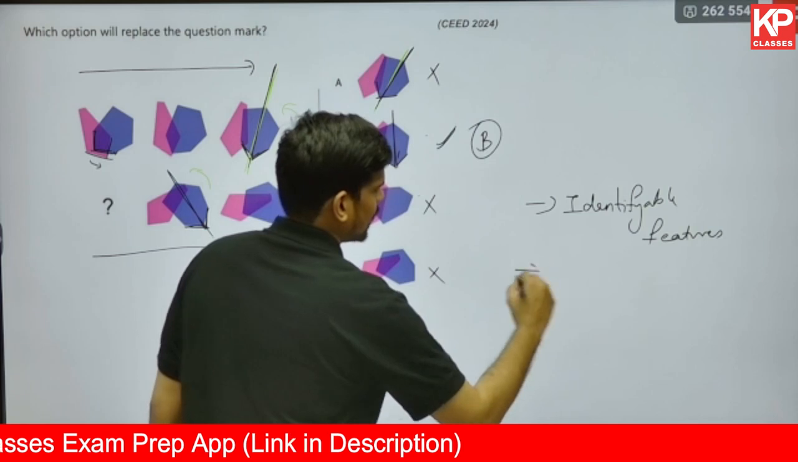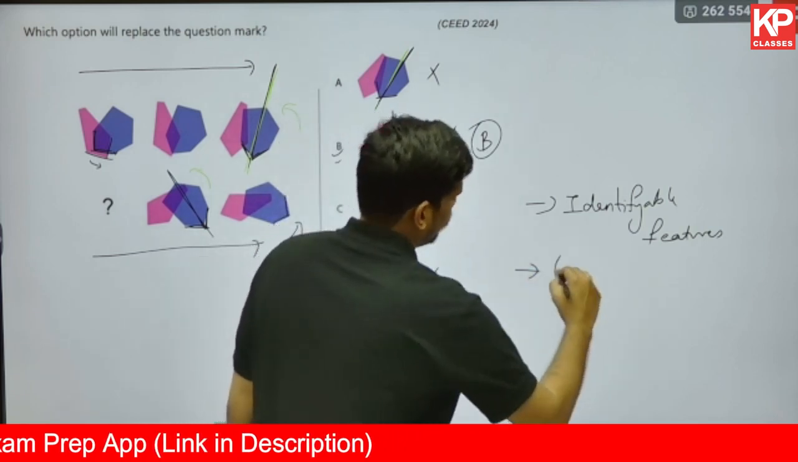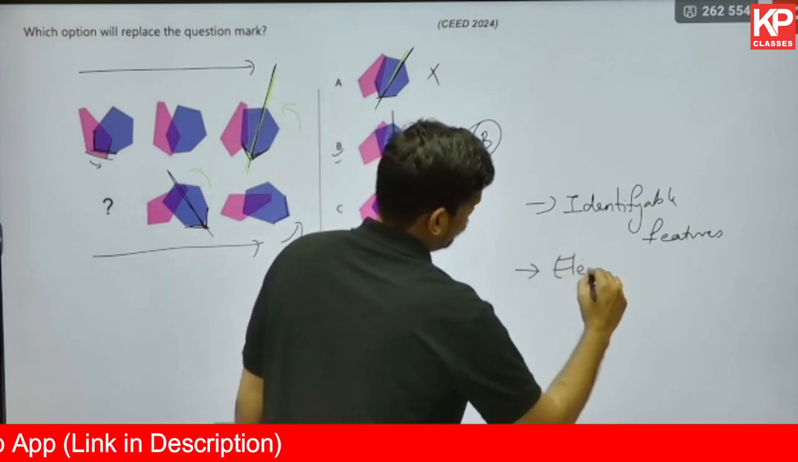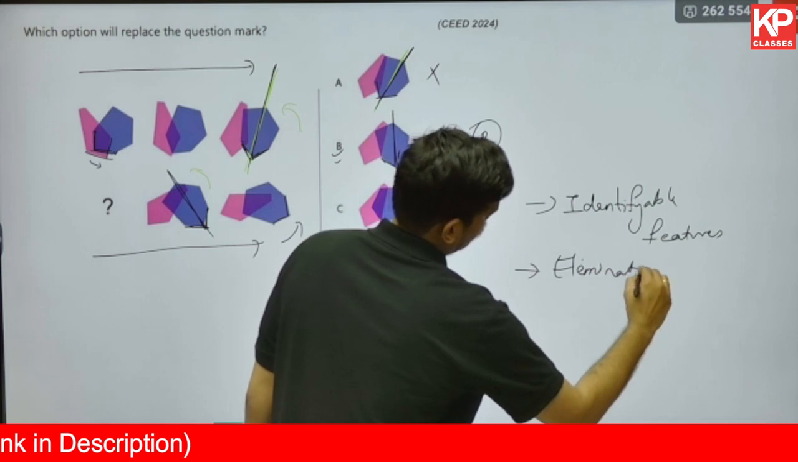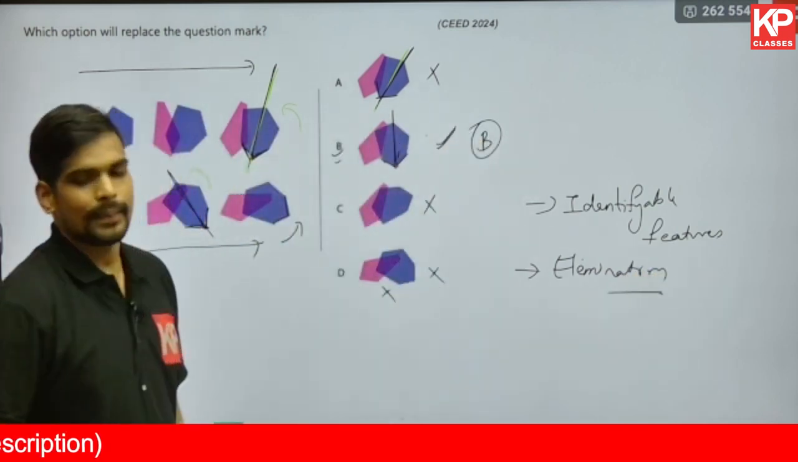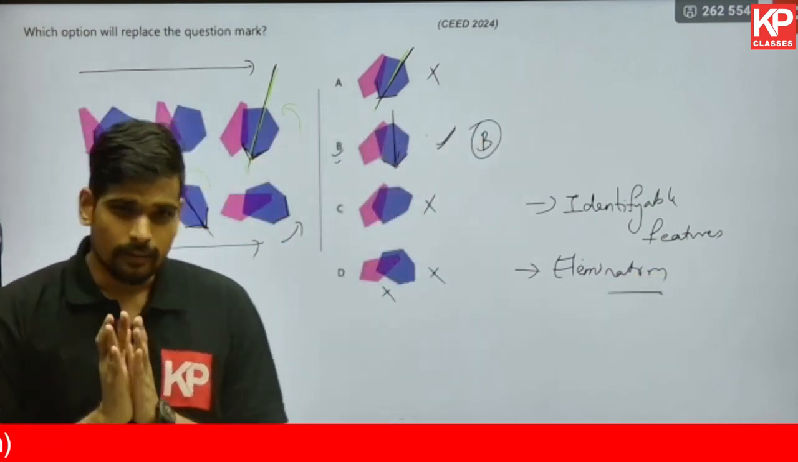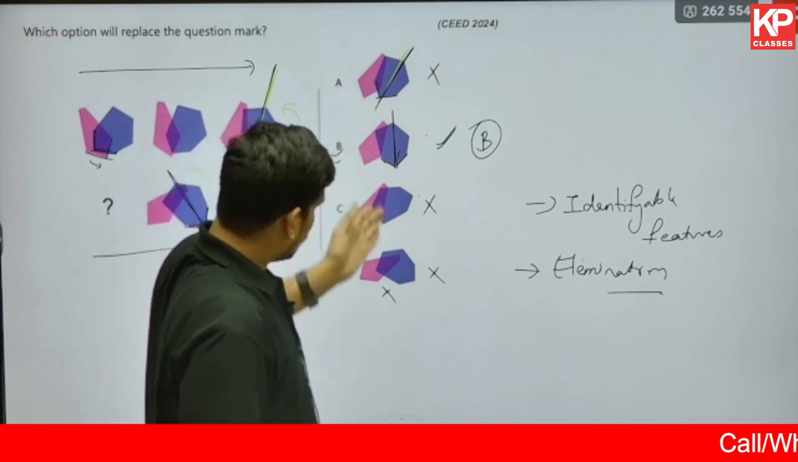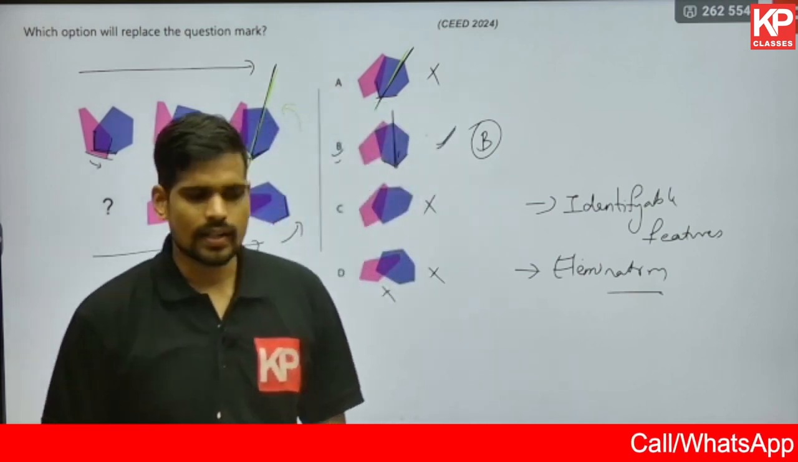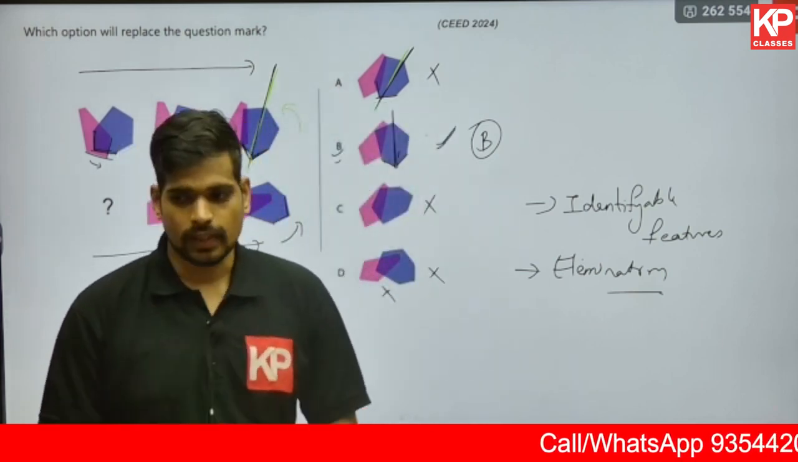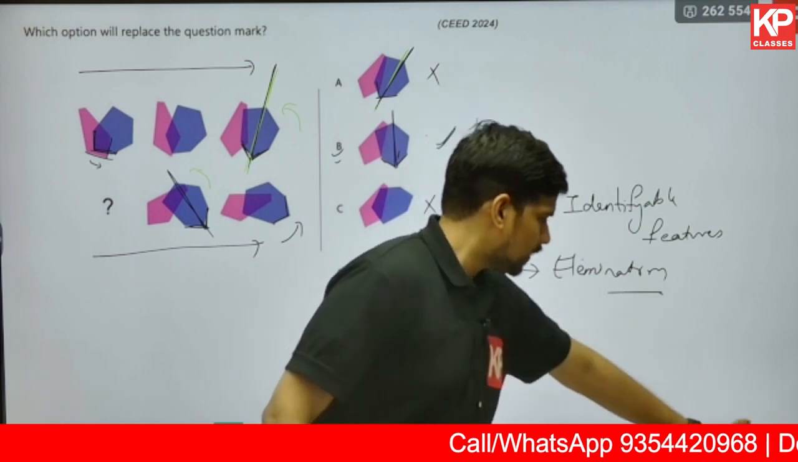Identifiable features in the given sequence, and other than that you can work on the elimination approach. Try to eliminate the incorrect options in the given four options, A, B, C, D. So try to eliminate the incorrect option. That should work. So work on such aspects. Practice is the only way you can get perfection in this.